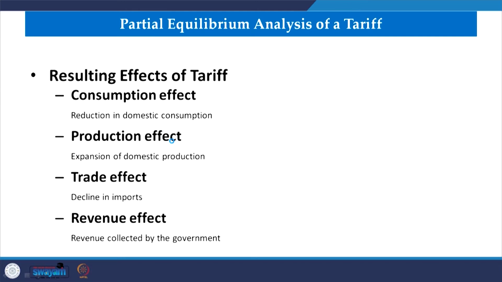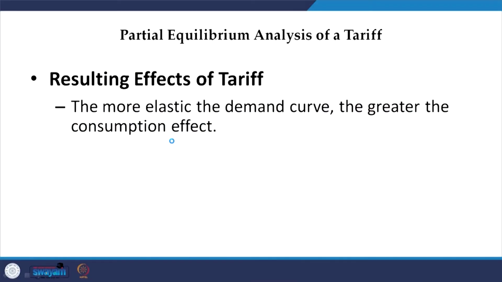First is the consumption effect, where a tariff usually reduces domestic consumption. There is the production effect, which indeed fosters domestic production due to higher relative prices. There are trade effects as well, where a decline in imports is observed, and revenue effects, where the extent of imports times the tariff gives the government revenue. We will also try to compare this in our next lecture, where we will discuss the revenue effect against non-tariff barriers. Those will be very interesting to observe.